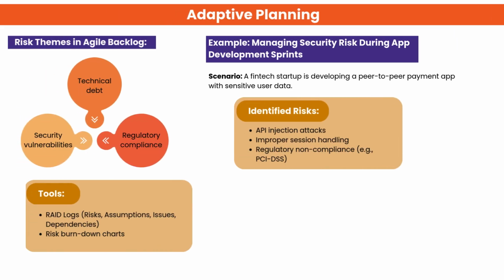Agile backlogs often include risk-related items such as technical debt, security vulnerabilities, and regulatory compliance. Risks are continuously identified and managed within sprints, not handled separately. Example: in a fintech app project, risks like API injection, poor session handling, and PCI compliance were found early. Agile tools like RAID logs and risk burndowns help teams track and prioritize risks effectively.